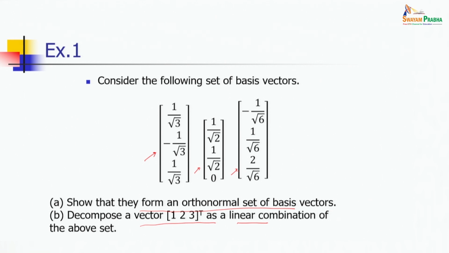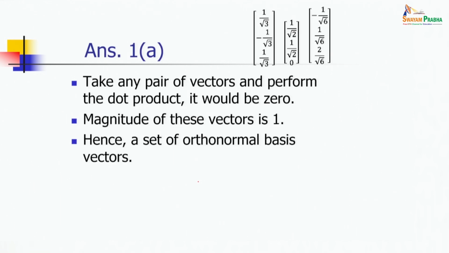Now to show that they are orthonormal, what do you need to do? As you know from the definitions, there are various ways you can do it. One of the simplest ways, because there are only 3, is to take the pairwise inner product or dot product. The pairwise dot product would always be equal to 0, but when you take the self dot product, it will be equal to 1. So you can verify that. Take any pair of vectors and perform the dot product, then it would be 0, and the magnitude of these vectors is 1. Hence it is also a set of orthonormal basis vectors.